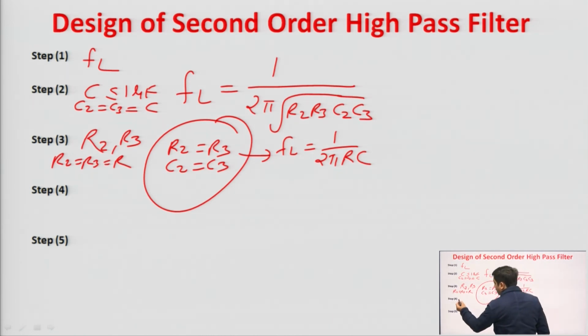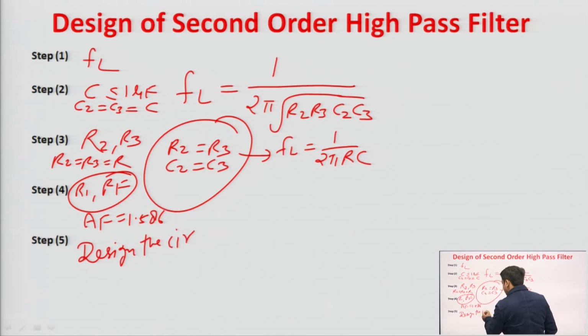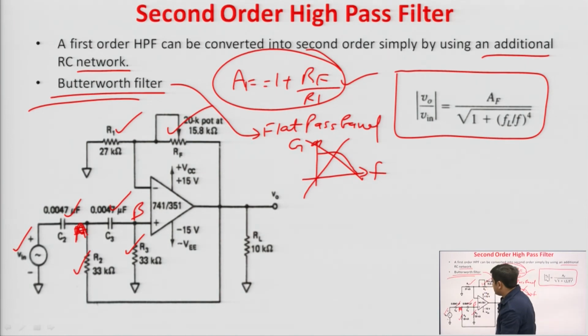In step 4 again we calculate the value of R1 and RF, and again we take AF equal to 1.586 for Butterworth response, and in the last step just design the second order high pass filter and mention all the component values, fine.